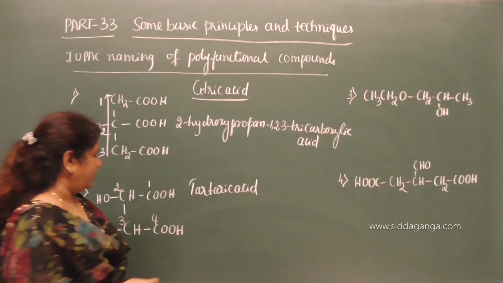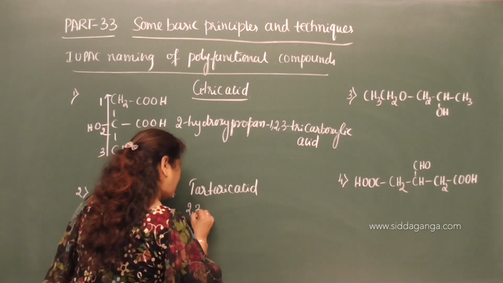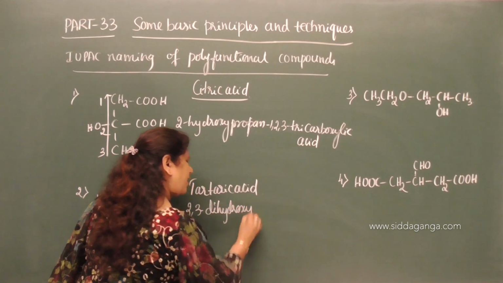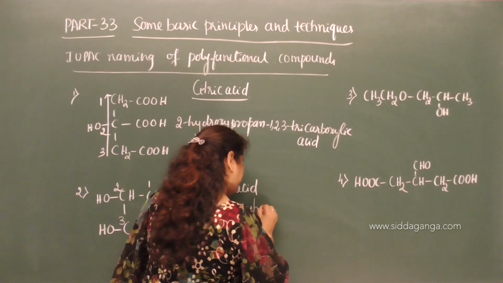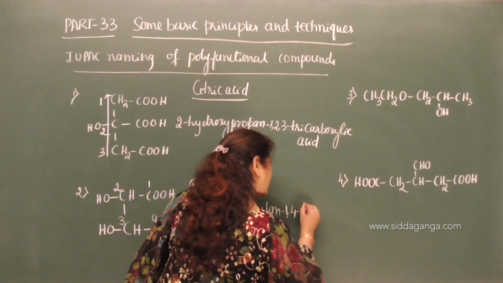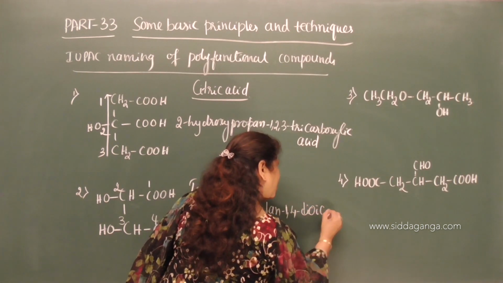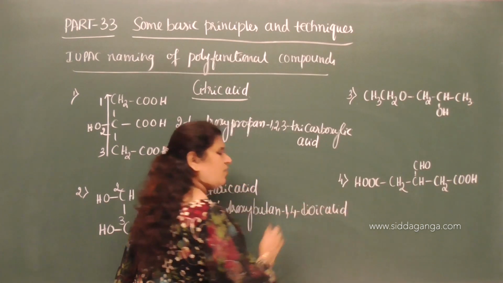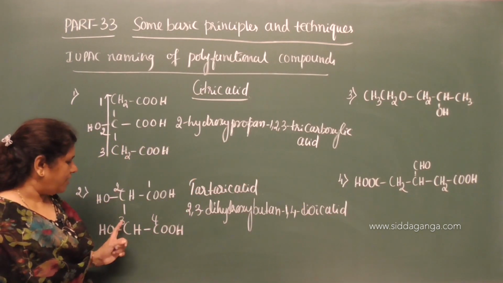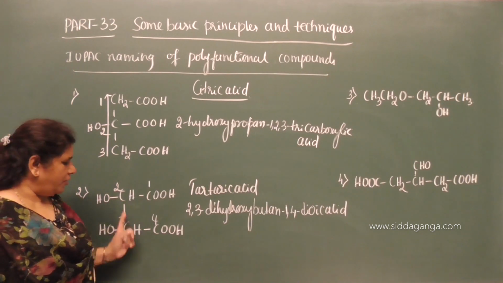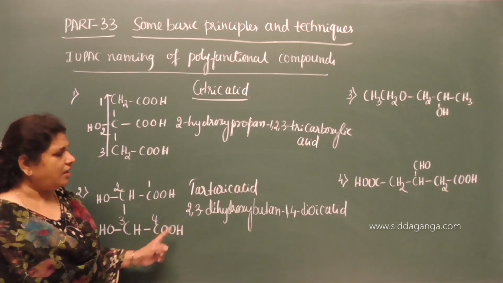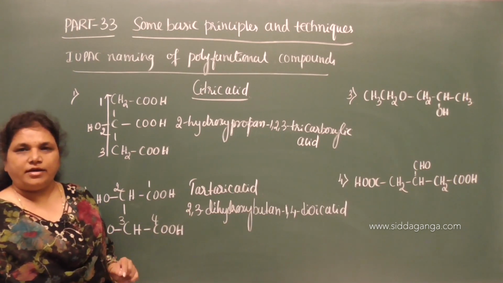So let me write the name: 2, 3 dihydroxy butane 1, 4 dioic acid. So this is the IUPAC name of tartaric acid. 2, 3 dihydroxy butane 1, 4 dioic acid is the IUPAC name of tartaric acid.